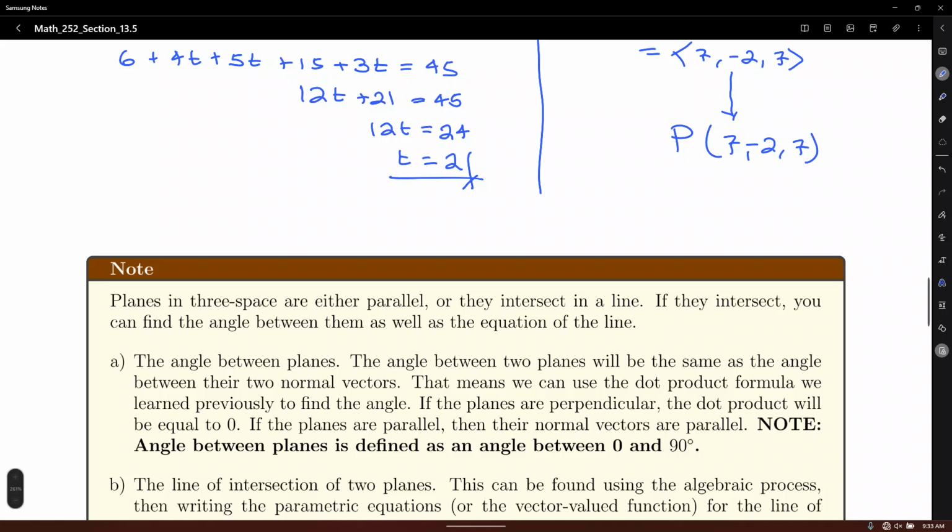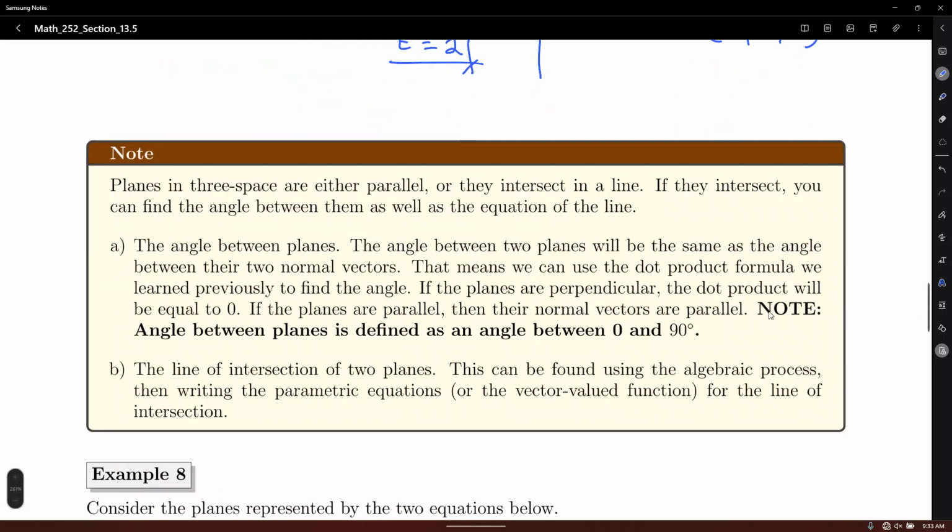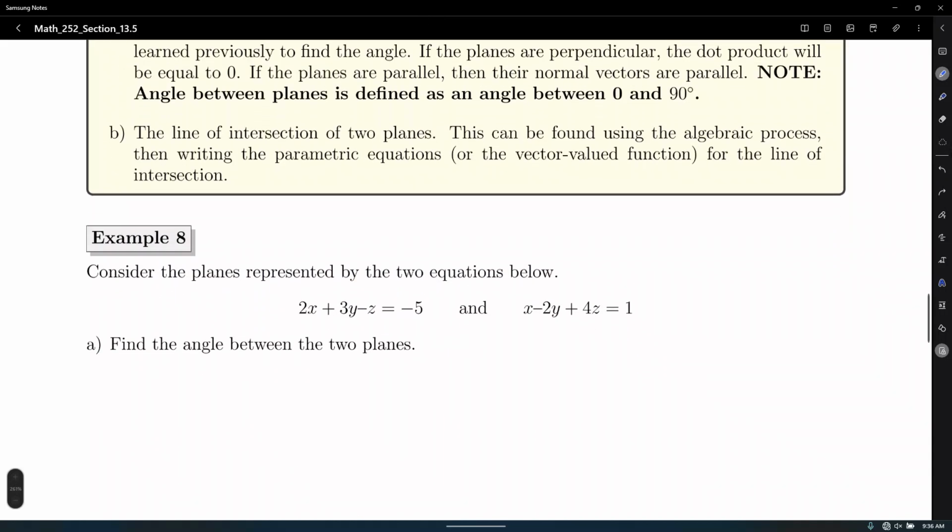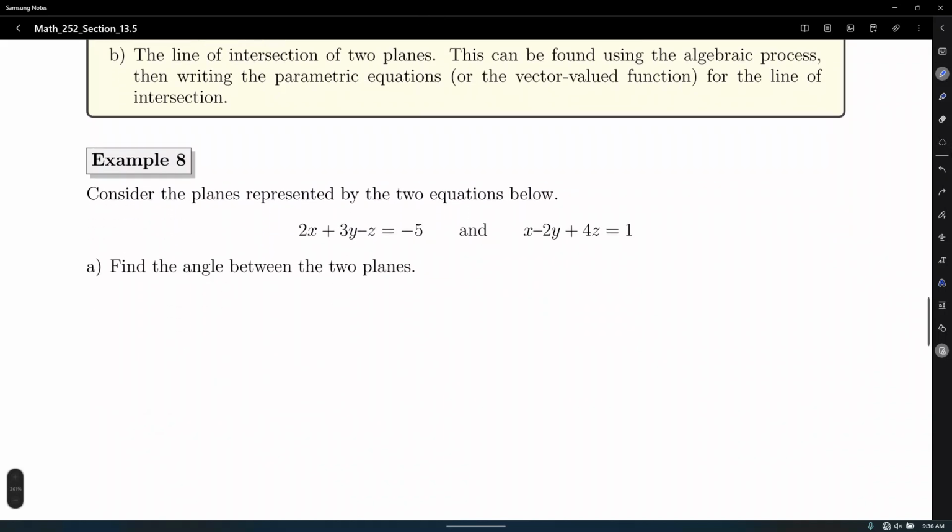But the rule, okay, let's have a look at point A right here on the notes. The rule: the angle we would be finding would be that that is in between 0 and 90 degrees. So it's essentially this angle, right? The acute angle, not the obtuse angle. But the question is, how do we find that angle? All right. So let's find the angle between 2 planes.